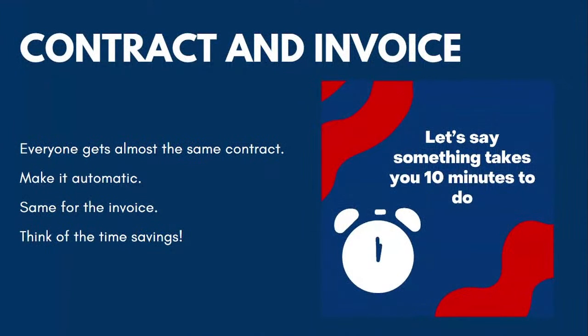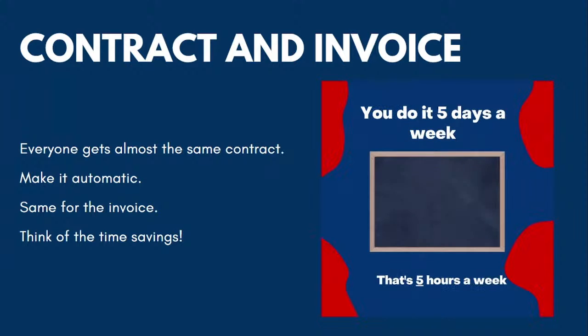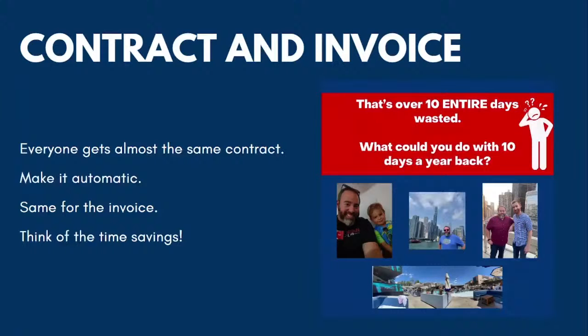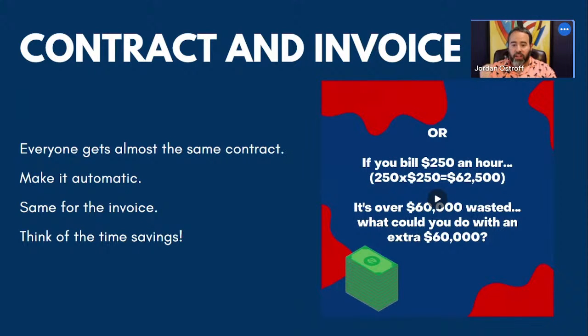So here I got a short little video. So 10 minutes a day, 6 times a day, that's 1 hour. 5 days a week, that's 5 hours a week. 50 weeks a year, that's 250 hours. That means 10 entire days, not 10 business days, 10 entire days. 250 hours at 250 an hour, $63,000. So if you can automate something and you're not doing it because it just takes 10 minutes, this racks up fast. In a year, you're talking about a $63,000 loss.